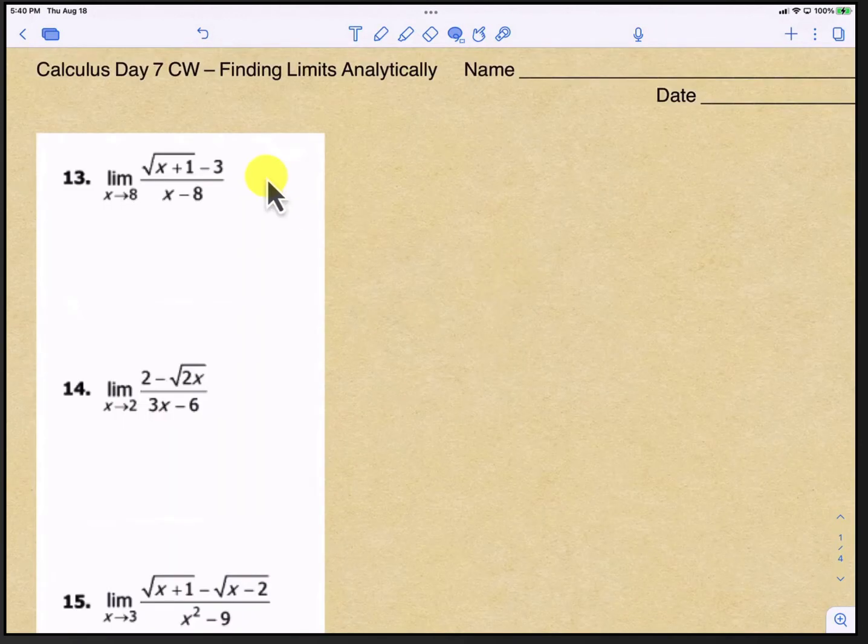Now we'll take a quick look at the Day 7 classwork. So we've already seen this in class, but we'll do it again here on the video as well. So number 13, you have the limit as x approaches 8 of this expression.